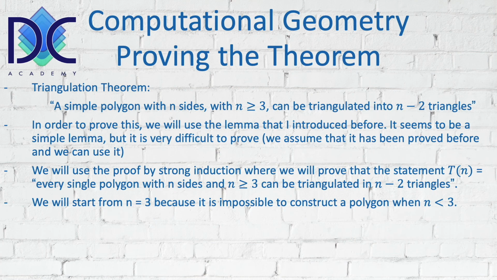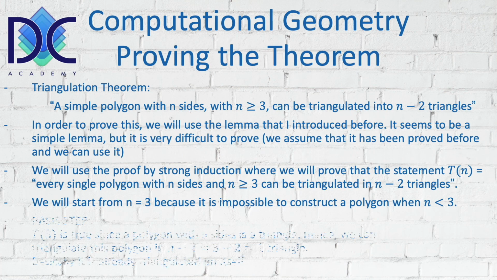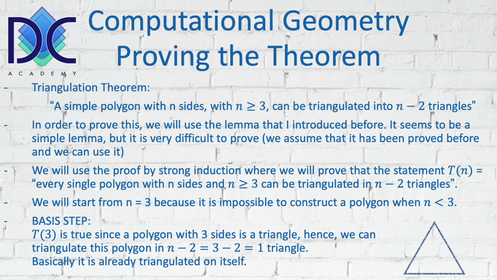We will start from n equal to 3 because it is impossible to construct a polygon when n is smaller than 3. It's quite clear: when we only have 2 corners, we have a line, and we can only draw a polygon from the moment that we have 3 vertices. The basis step is true. T of 3 is true since a polygon with 3 sides on its own is a triangle, and we can triangulate this polygon in n-2, that is 3 minus 2, which is one triangle. Basically, it's already triangulated because it's a triangle.